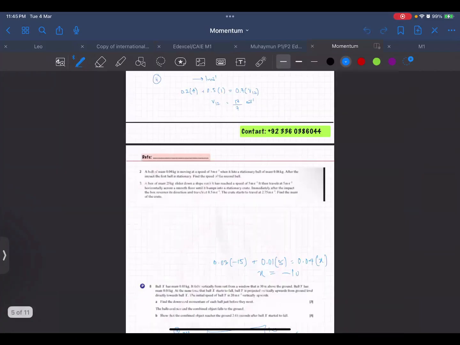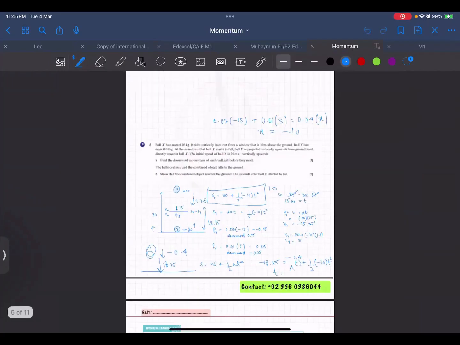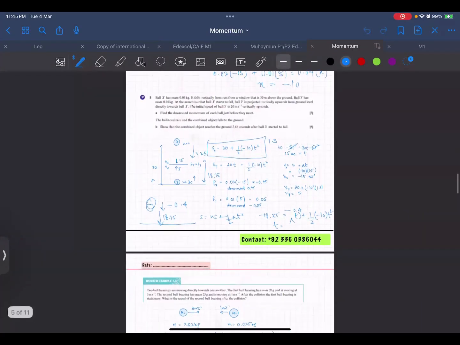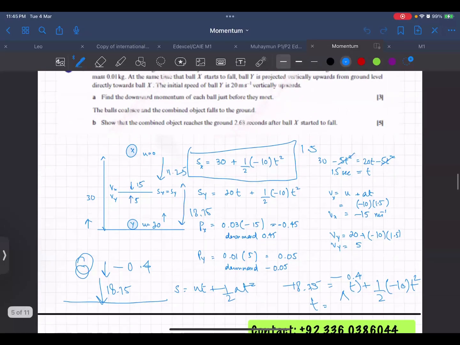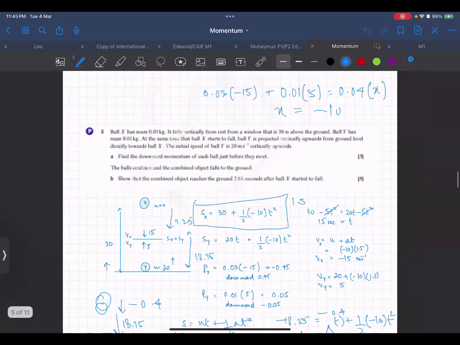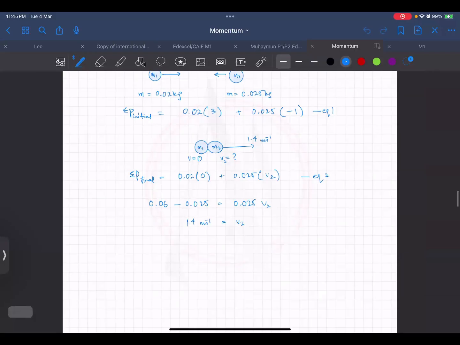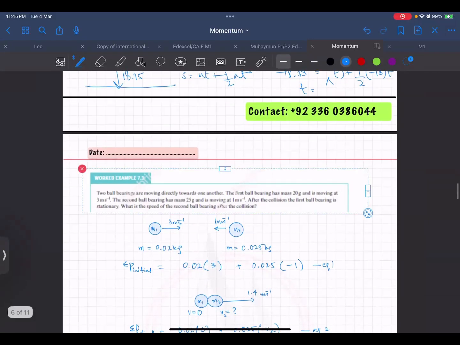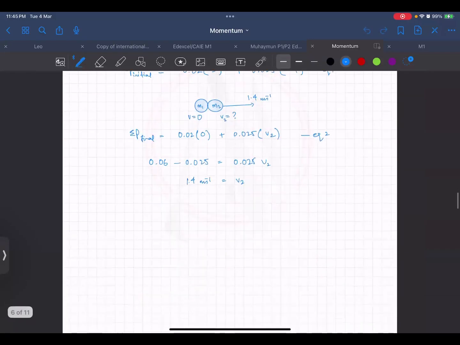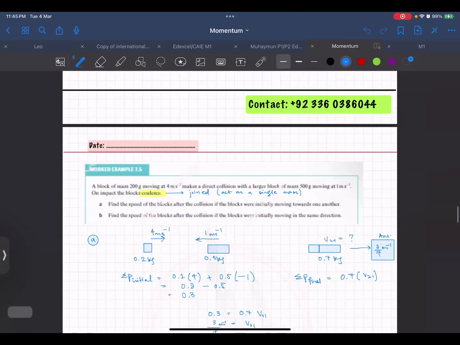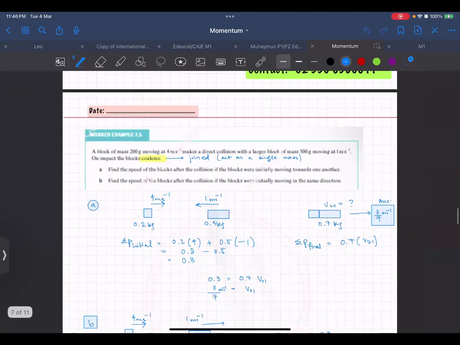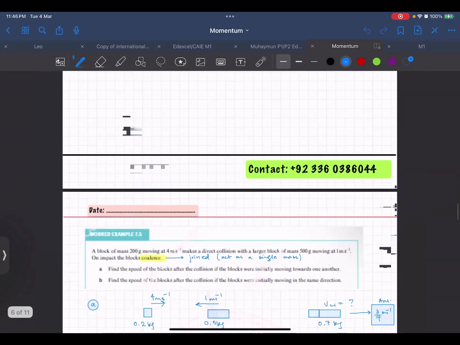Okay, now look, this is a very big topic. Oh, big question. Let's do a smaller one first. Two ball bearings. We did the ball bearing one. Okay, this one.